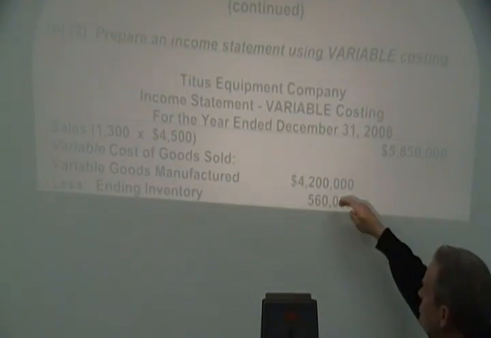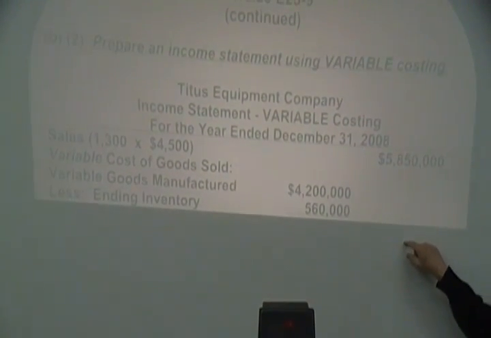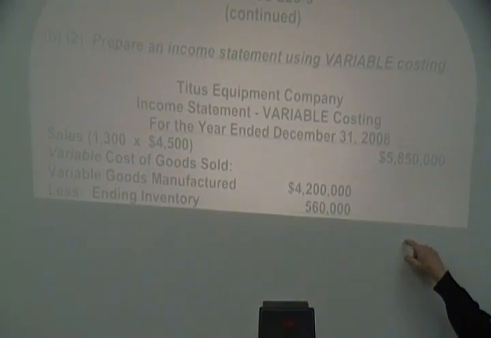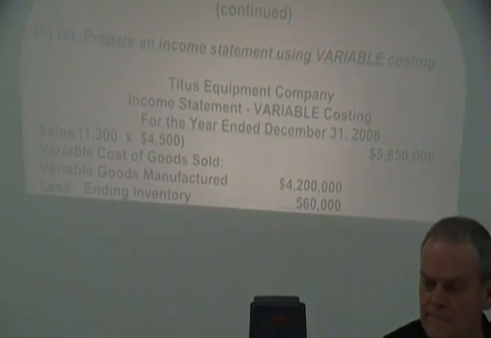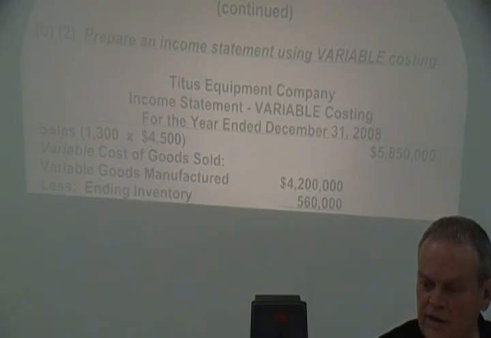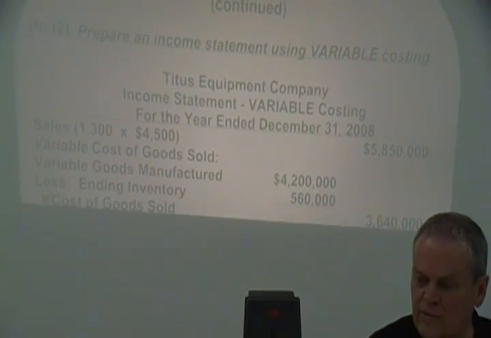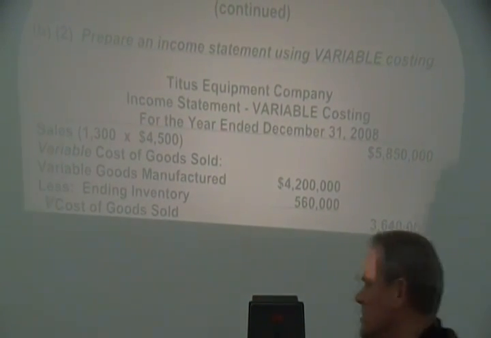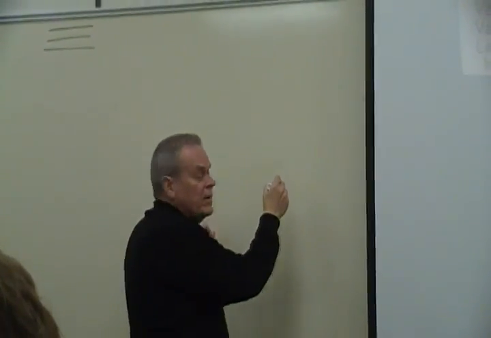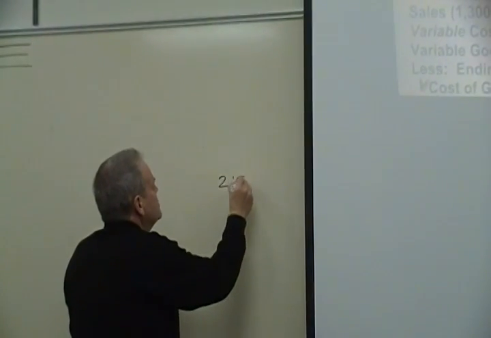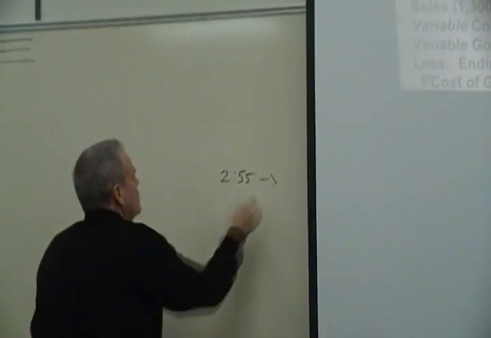1,500 units minus 200 units is the cost of 1,300 units. The cost of 1,300 units, Jeff, is, oh, wait, no, 3,640,000. Stop the stopwatch. Alexis, how long did that take? 255. One more time. 255. 255 seconds we spent getting variable cost of goods sold.